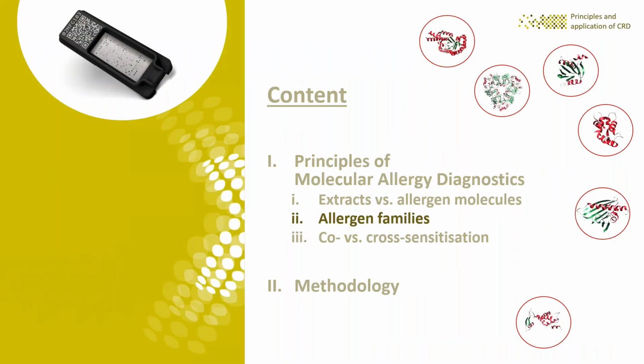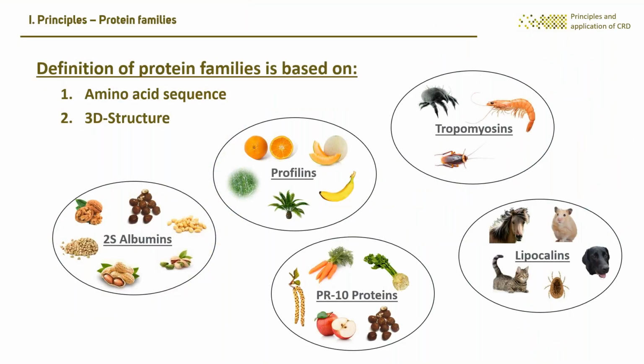In the next few slides, we will briefly discuss the concept of allergen families. The background of allergen families is very simple. The definition is based on common amino acid sequences and, of course, based on these sequences, on the three-dimensional structure of the proteins. Based on these two criteria, it was possible to define a huge number of different allergen families. Five examples are shown in this slide, and we will briefly discuss a few of them in greater detail.